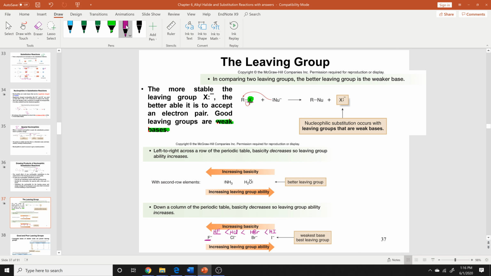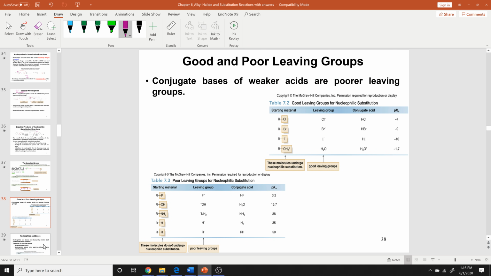In the coming chapter, X is going to be water. X can be NH3. So X can be another leaving group other than these halogens. But in this chapter, I'm just limited to these halogens. So please know that I minus leaves faster than Br minus than Cl minus because they are weak conjugate bases of strong acids.